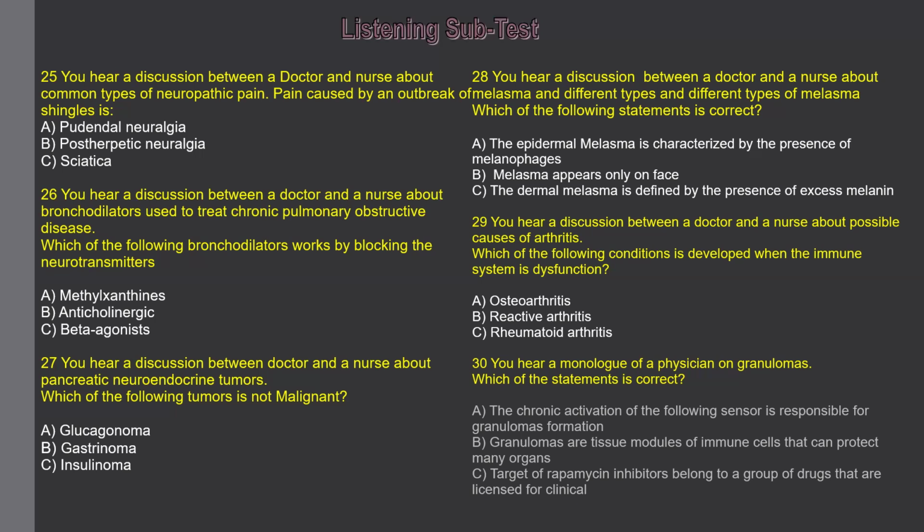Insulinomas are usually benign. Glucagonoma forms in the tail of the pancreas. Most glucagonomas are malignant. VIPomas make vasoactive intestinal peptide. Somatostatinomas make somatostatin.